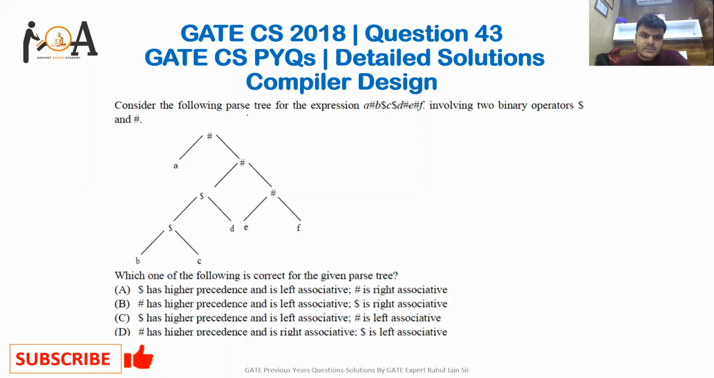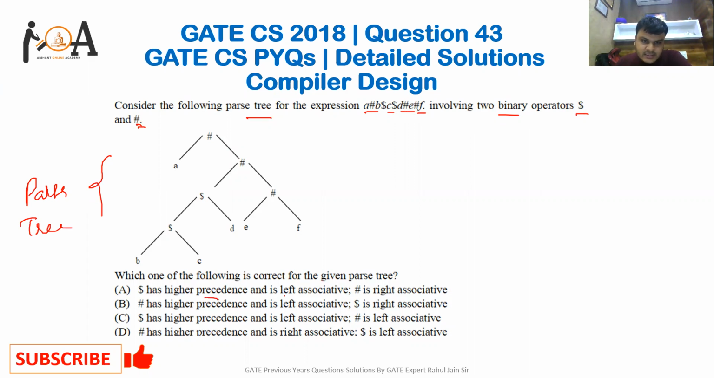The question here is: consider the following parse tree for the expression A # B $ C $ D # E # F, involving two binary operators. The first one is dollar and the other one is hash. Here you are seeing the parse tree. So which one of the following is correct for the given parse tree?